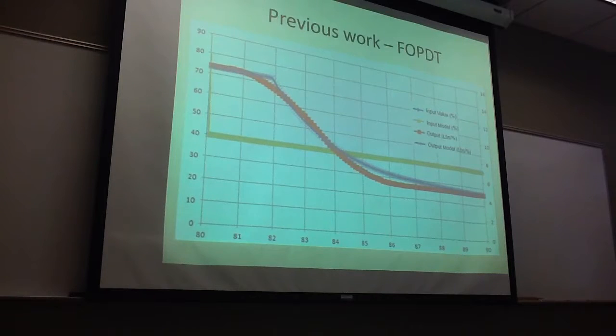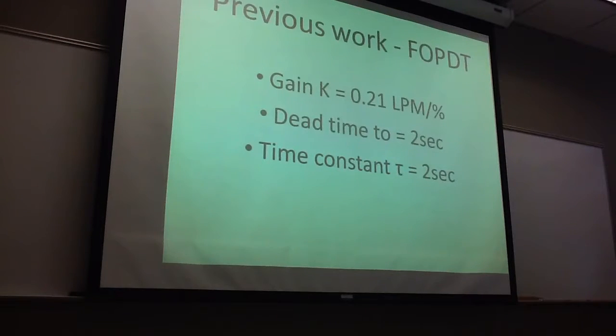The FOPDT graph that was also given to us shows the input model, input value, output model, and output value. On the FOPDT that was given to us, we could find the gain that was 0.21, the dead time that was 2 seconds, and the time constant tau that was 2 seconds.